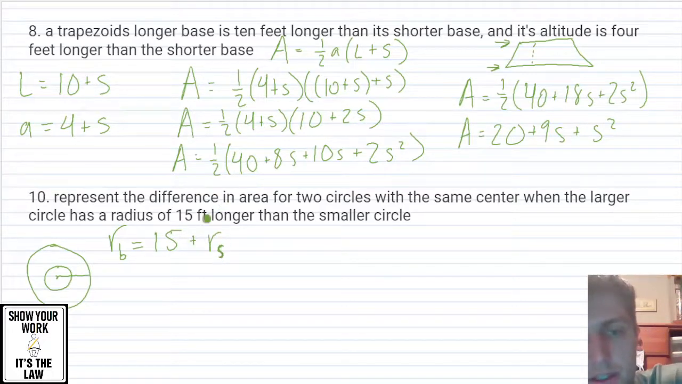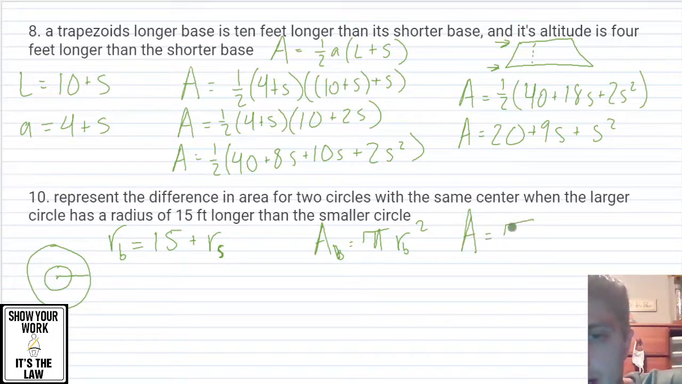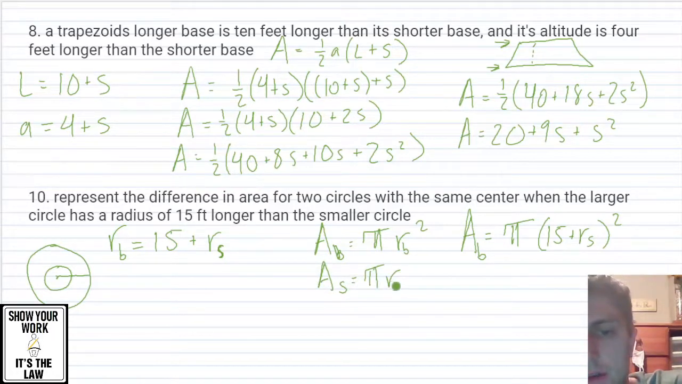Okay, so let's calculate the area of the bigger circle. The area of the bigger circle is going to be pi r squared, and the radius of the bigger circle, which we know to be this. All right, so area equals pi times 15 plus r, the radius of the smaller circle, squared. And then let's also calculate the area of the smaller circle. The area of the smaller circle is just going to be pi r of the smaller squared.